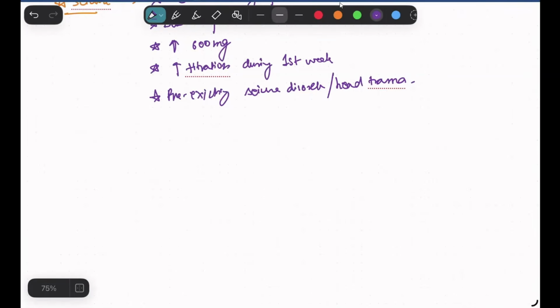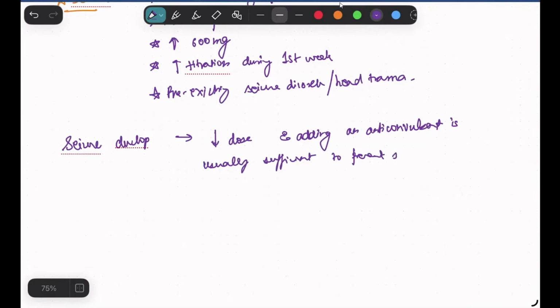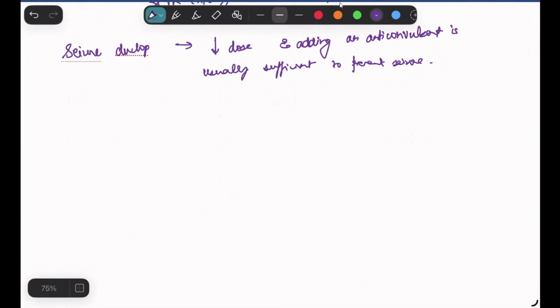So what should we do if the patient develops seizure? First, decrease the dose and add an anticonvulsant. Adding an anticonvulsant is usually sufficient to prevent seizure. So what are the drugs which have been shown to be efficacious in treating clozapine-induced seizure?